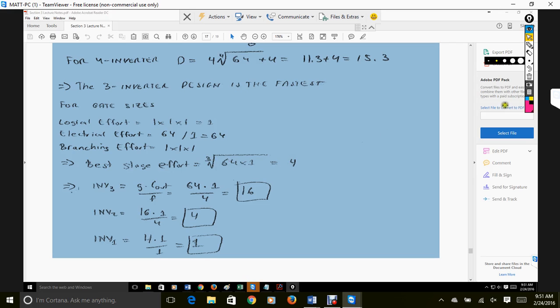And then to determine the size for each inverter, we start at the end and work backwards. So we have 64 over 4 times 1, right? So this is inverter 3. So if we draw it out, we'd have inverter 3, and this is on 64, right? So 64 over 4, so that's a path effort, so this becomes 16. And then we have a second inverter here. So that's going to be 16 times 1 over 4, so that's going to be 4. So then you got 4 times 1 over 1, which is 1.